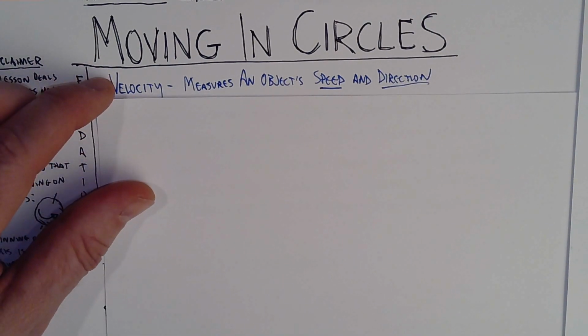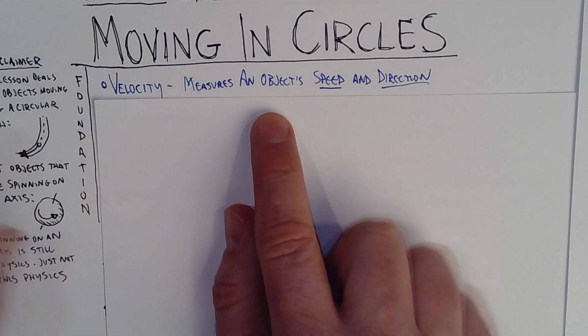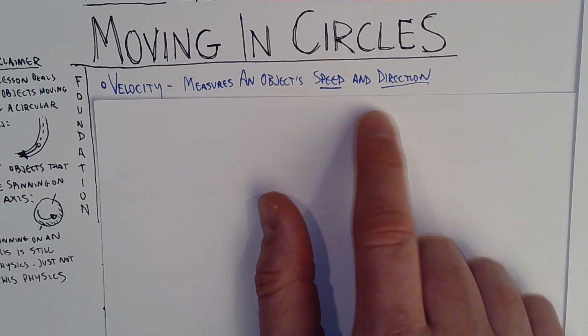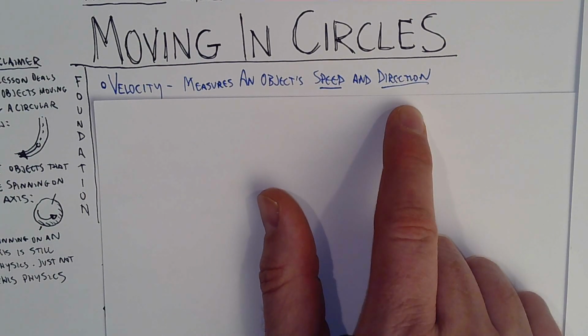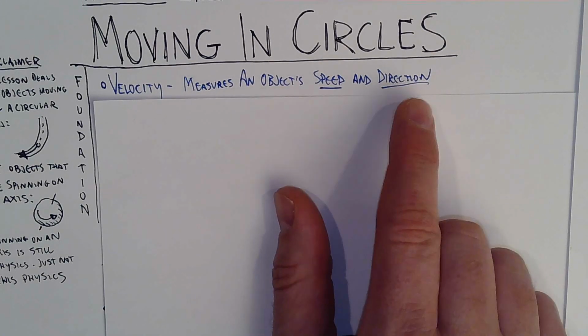First of all, the idea of velocity. Velocity is a measurement of an object's speed and its direction. This is a vector quantity. You need both of these together in order to understand what velocity actually represents. The especially important idea for this topic is the idea that velocity includes direction.